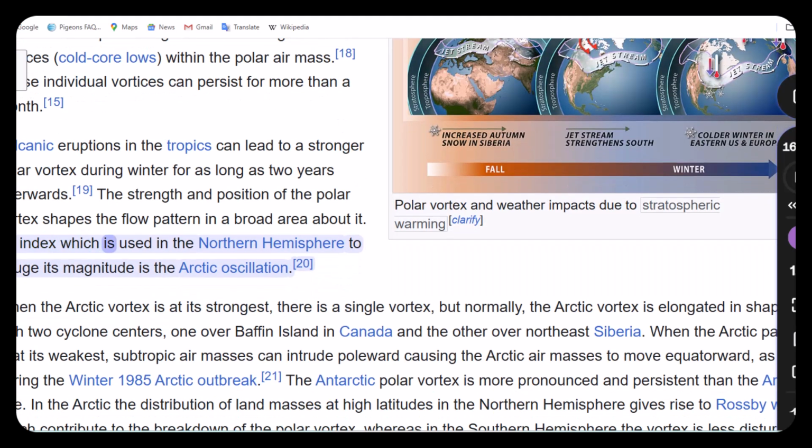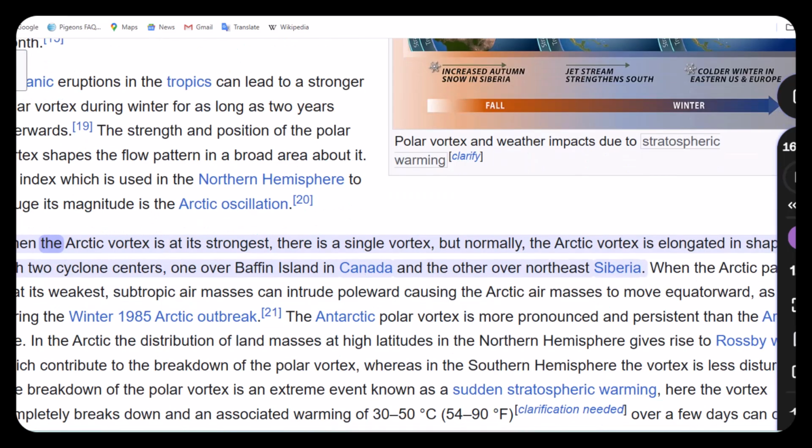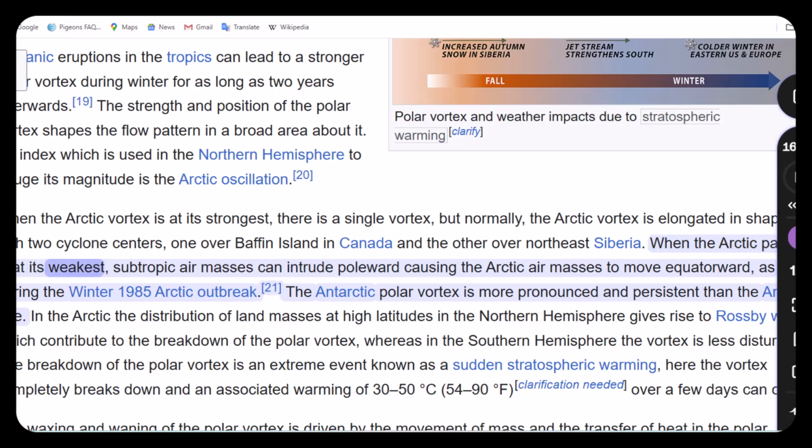An index which is used in the northern hemisphere to gauge its magnitude is the Arctic oscillation. When the Arctic vortex is at its strongest, there is a single vortex, but normally the Arctic vortex is elongated in shape with two cyclone centers, one over Baffin Island in Canada and the other over northeast Siberia. When the Arctic pattern is at its weakest, subtropic air masses can intrude poleward, causing the Arctic air masses to move equatorward, as during the winter 1985 Arctic outbreak.